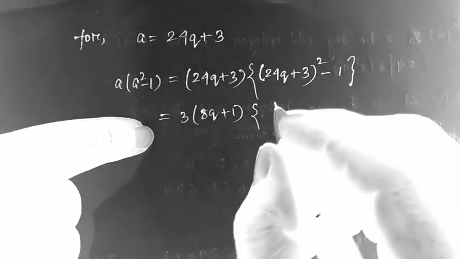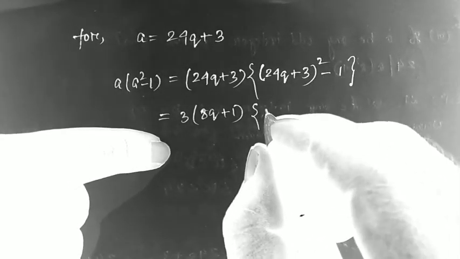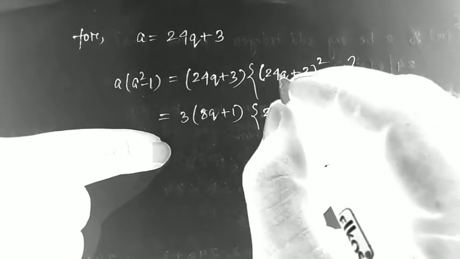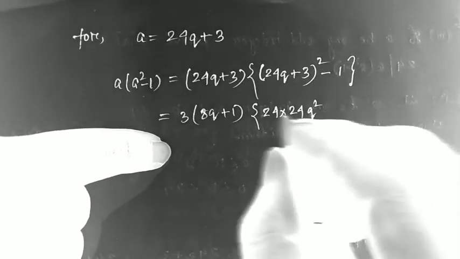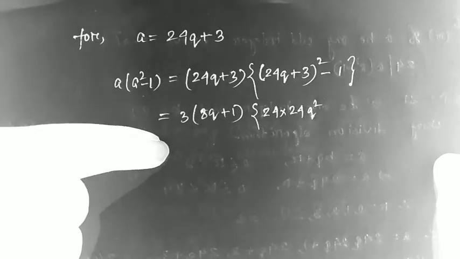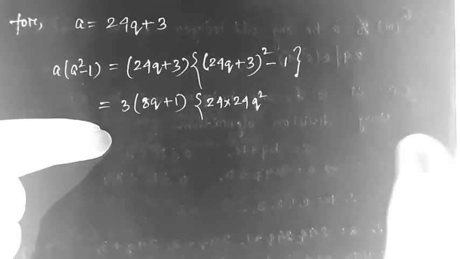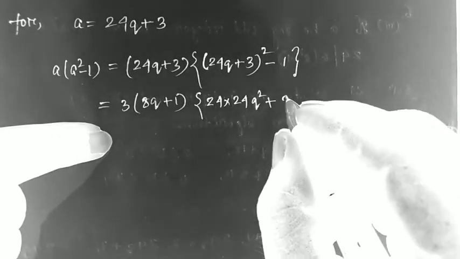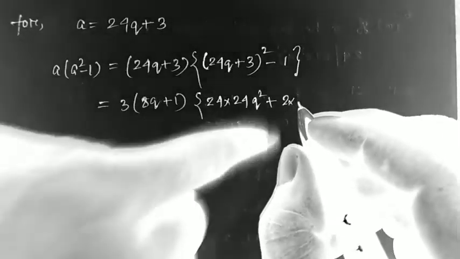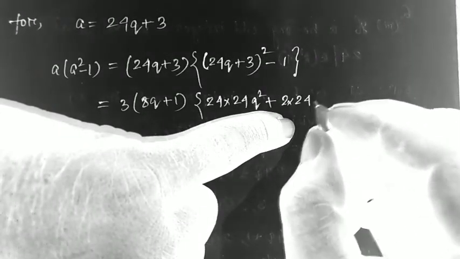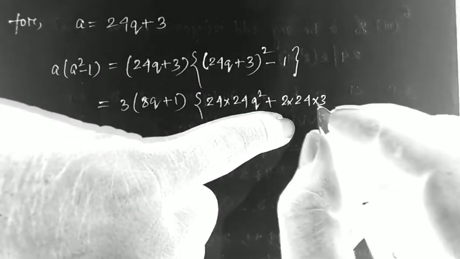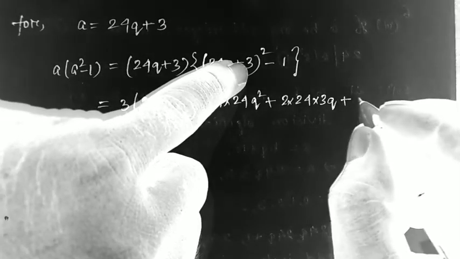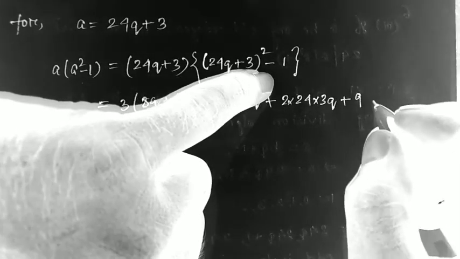And here if we expand it, we can write 24 into 24 and q square. No need to multiply, how will we multiply this big number? Plus 2ab, 2ab means 2 into 24 into 3, and q remains q, and then plus b square. B square means 3 square, 3 square means 9, and minus 1.